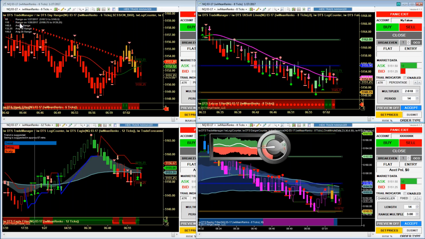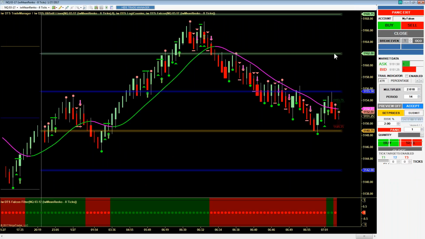All right, so we've got a little bit of a downward drift here today. We're settling in on the median line. Still haven't seen a really good test of the extreme, which bothers me a little.